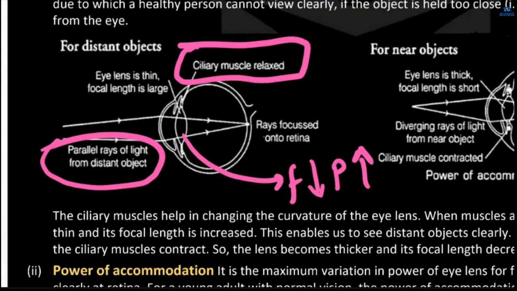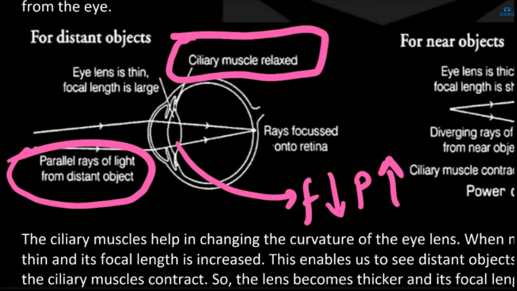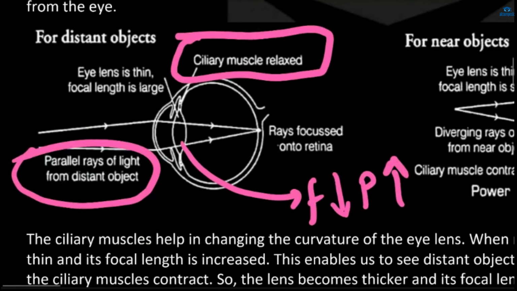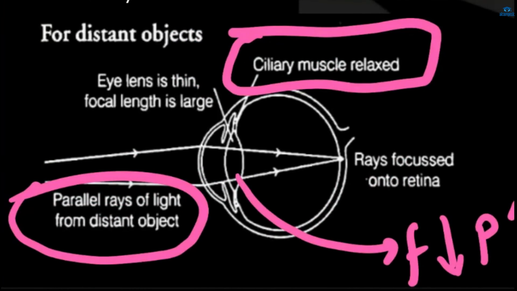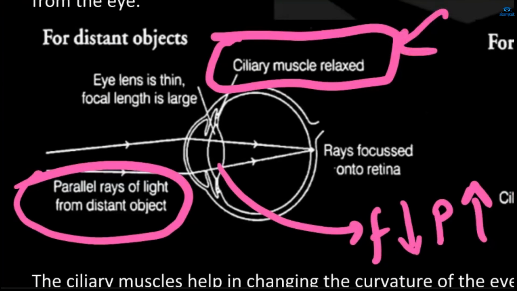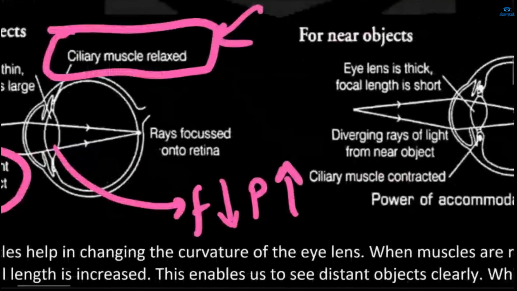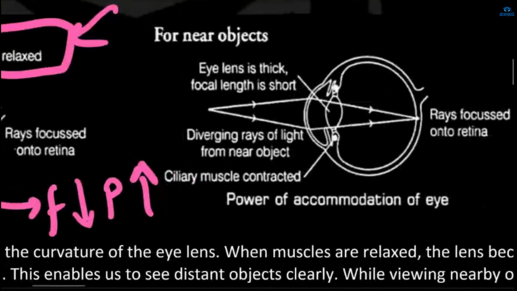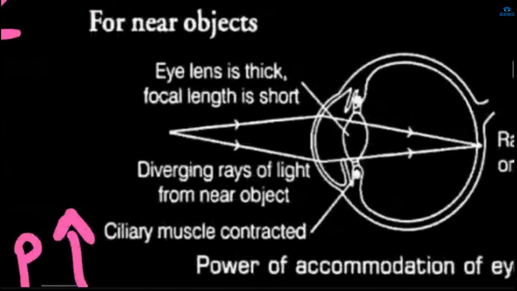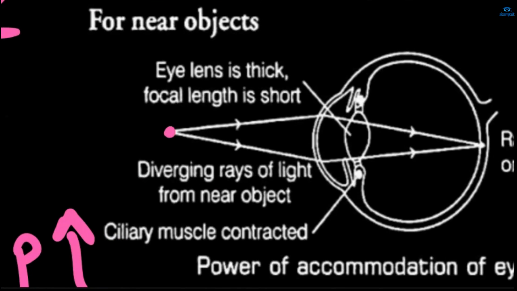Thick will be the lens. Less will be the focal length, more will be the power. Understanding? Getting everything? Here the eye lens is thin and the focal length is large. Everything is written here: ciliary muscle relaxed, focal length is large, eye lens is thin. And here the eye lens is thick and the focal length is short, because the light is coming from a nearby object.